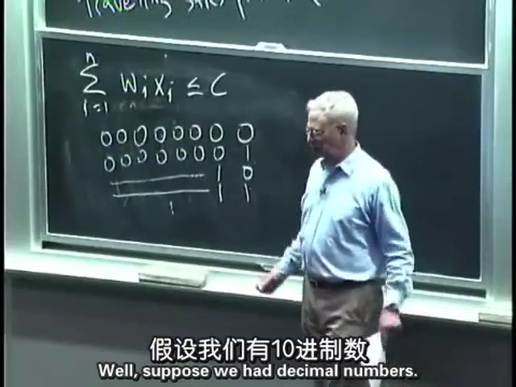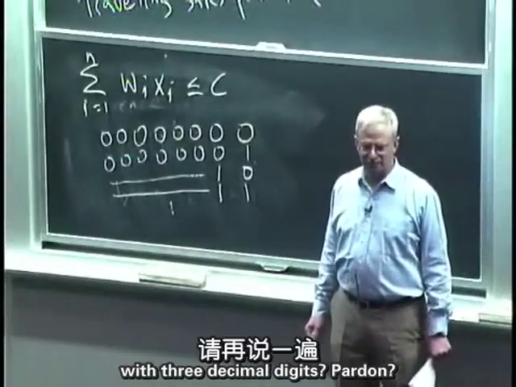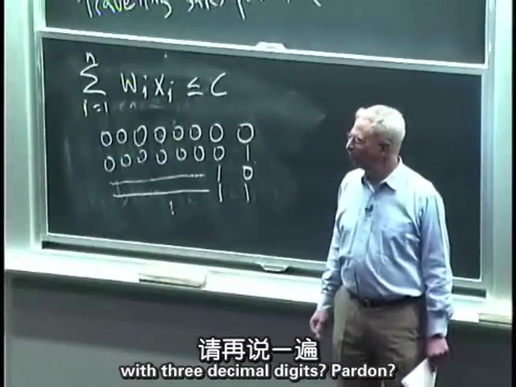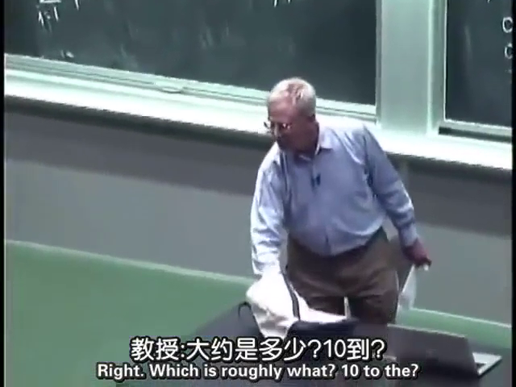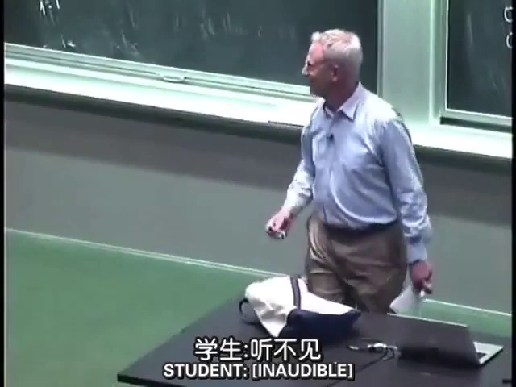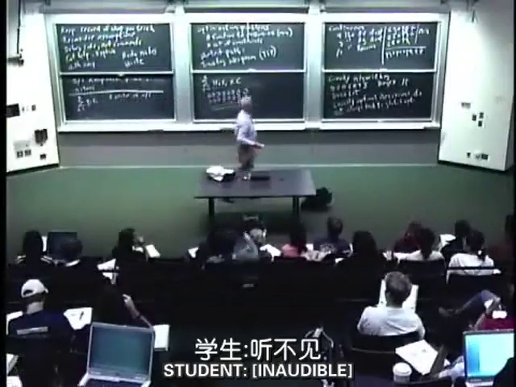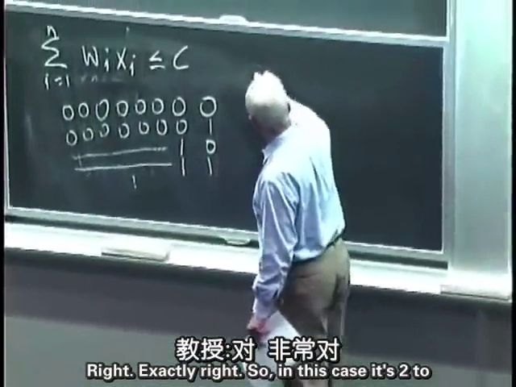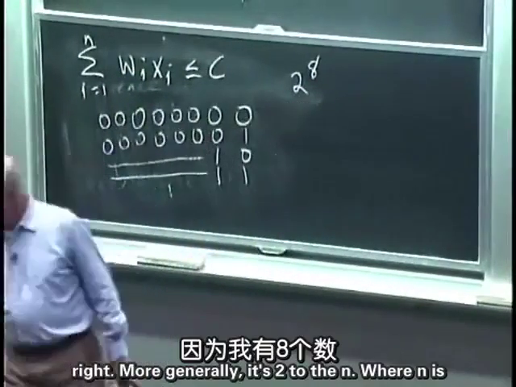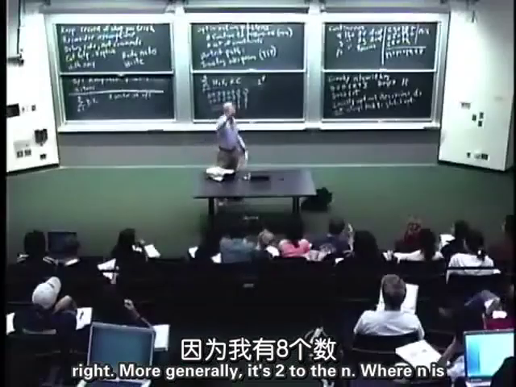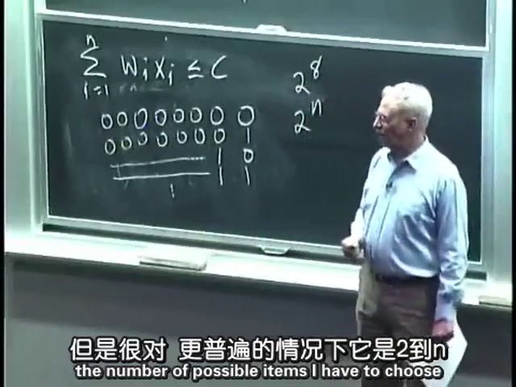Well, suppose we had decimal numbers, and I said, I'm giving you 3 decimal digits. What's the biggest number you can represent with 3 decimal digits? Right. Which is roughly what? 10 to the... Right. Exactly right. So, in this case, it's 2 to the 8th, because I have 8 digits. But more generally, it's 2 to the n, where n is the number of possible items I have to choose from.